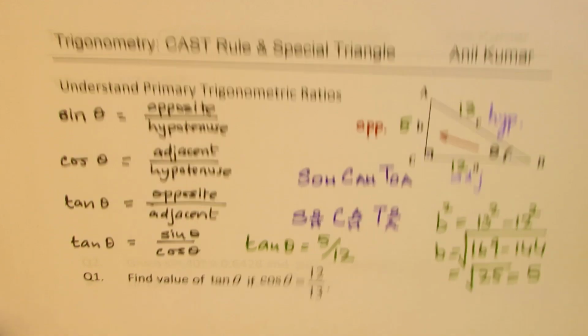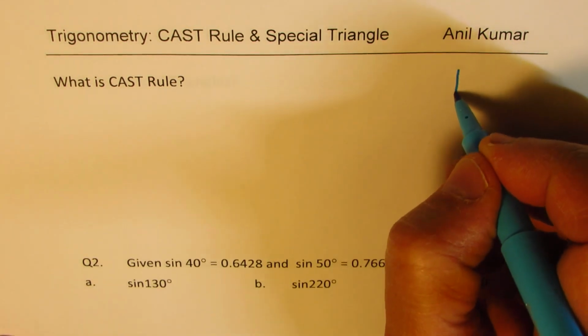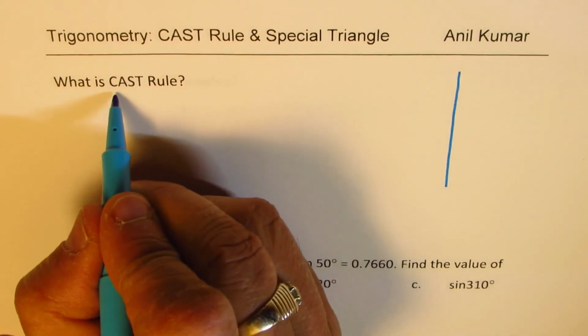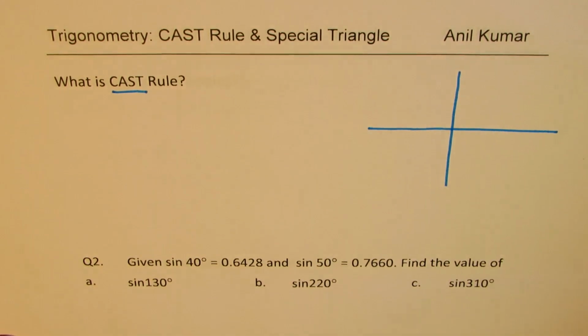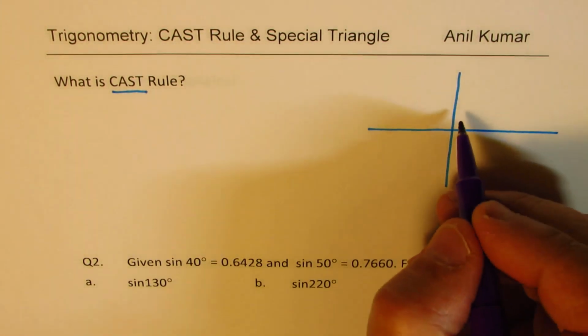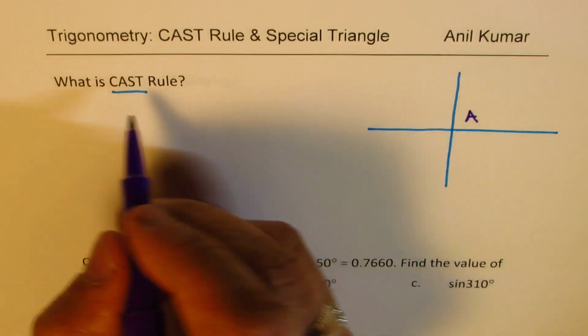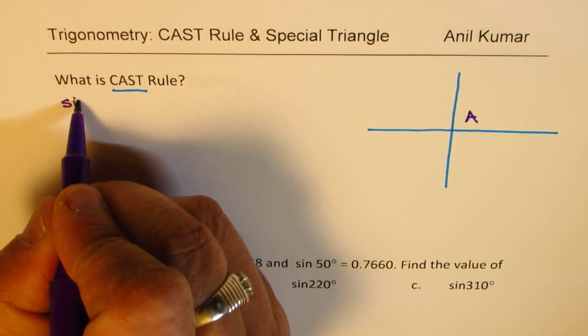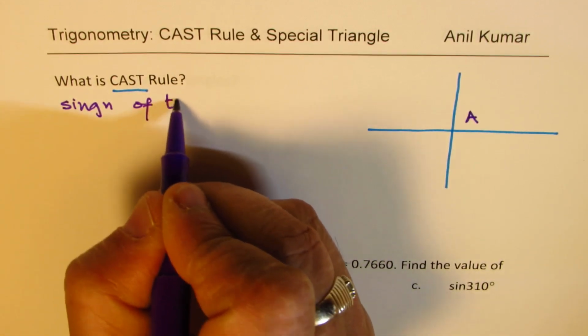Now let's look into the second concept, which is called the CAST rule. When we say CAST rule, what does it mean? In North America, we use this term. In other parts of the world, we may use something else. How I learned it was all are positive here. We're talking about the sign of trig ratios.